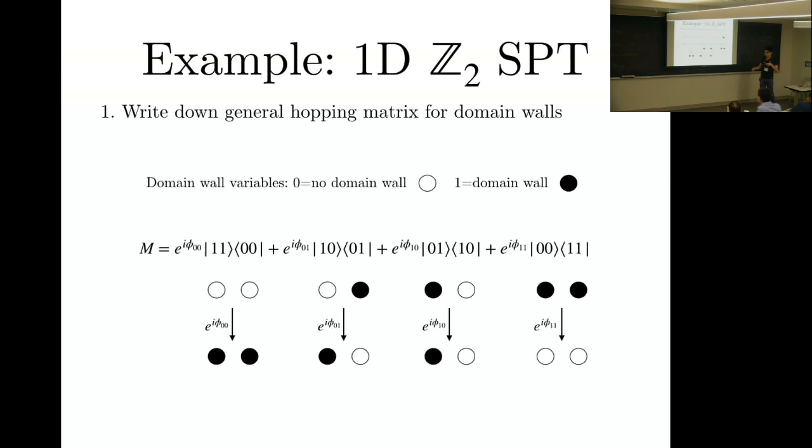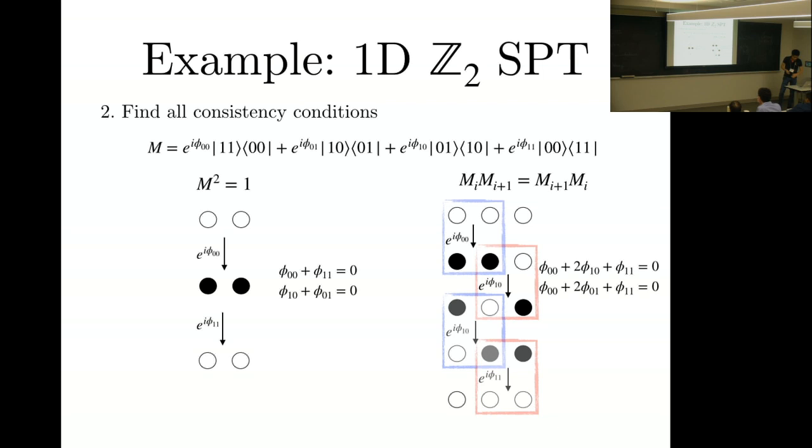From the vacuum, I can create a pair. I can hop them left. Oh, this is wrong. The left or right. And from two of them, I can annihilate to the vacuum. But in general, I'm just going to say I can have these phases in general, and I'm going to see what solutions I can come up with. So now I want to find the consistency conditions for M. And it turns out that in this case, there are two such consistencies.